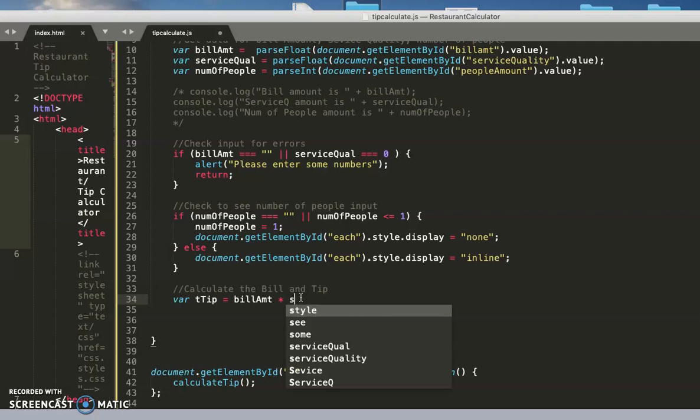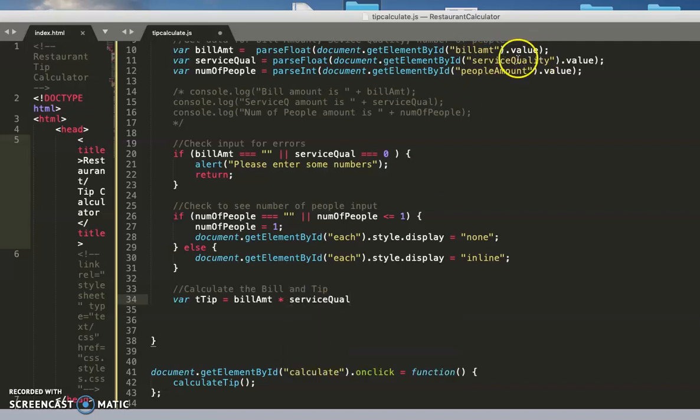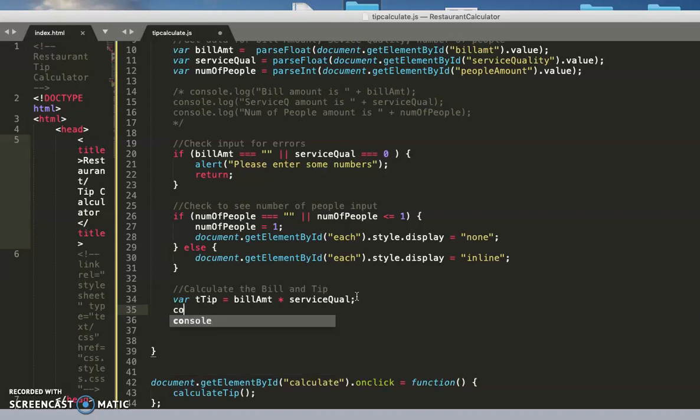So if it goes, service qual is what we're looking for. Yeah, not service quality, because that's the name of the web tag over on the web page. Okay, so you just do that, and that's pretty easy, right? But the problem with that is you get this huge decimal number. Decimal numbers can have like 64 decimal places, and that's sort of a problem for us because we need dollars.